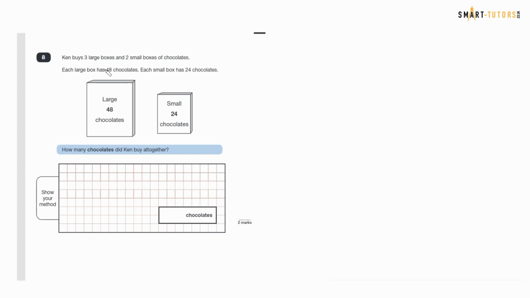Question number 8. Ken buys 3 large boxes and 2 small boxes of chocolates. Each large box has 48 chocolates. Each small box has 24 chocolates. How many chocolates did Ken buy altogether? This question is simply a multiplication and addition question. So first you need to do 48 times 3 equals 144, and then 2 times 24, which equals 48, and then 48 plus 144, which equals 192.